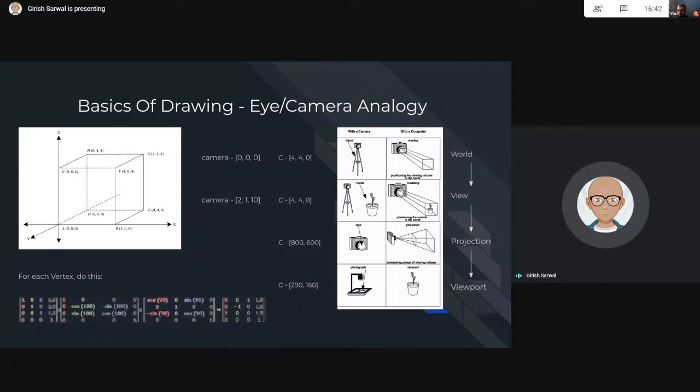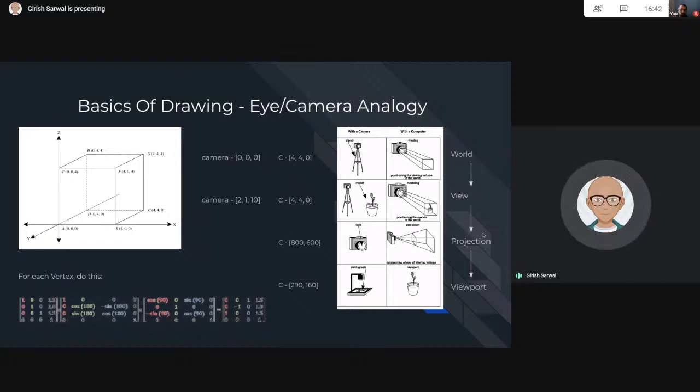So essentially, if there is an object like this, and there is a screen behind it, and you project each one of these vertices onto the screen, what you actually end up with is a planar area of the screen which is now 2D, and which essentially has the vertices converted into pixels.